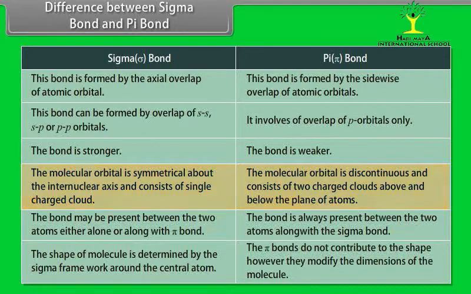of atoms. Sigma bond may be present between two atoms either alone or along with pi bond, whereas pi bond is always present between two atoms along with the sigma bond. The shape of a molecule is determined by the sigma framework around the central atom, whereas pi bonds do not contribute to the shape. However, they modify the dimensions of the molecule.